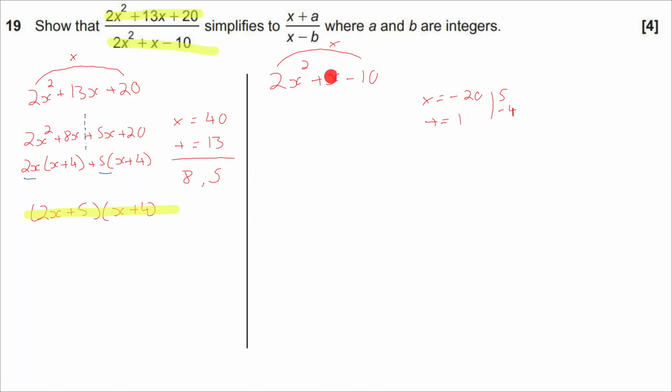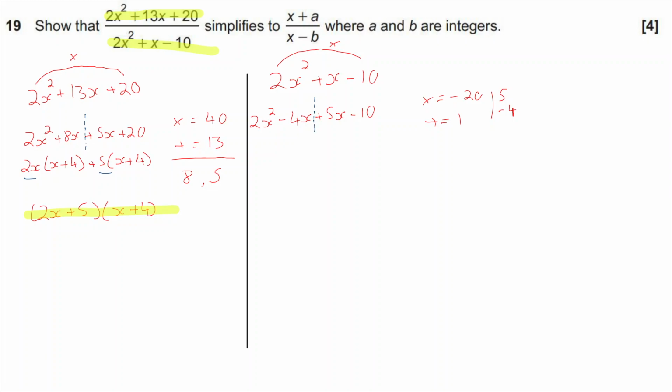So we're going to split up x into 5x take away 4x. We've got 2x squared, let's write the minus 4x first, plus 5x and then minus 10. I wrote the 4x first because I can take out a 2 from 2 and minus 4. Again, that x is the same thing as minus 4x plus 5x. Again, let's make a split down the middle and factorize out each part.